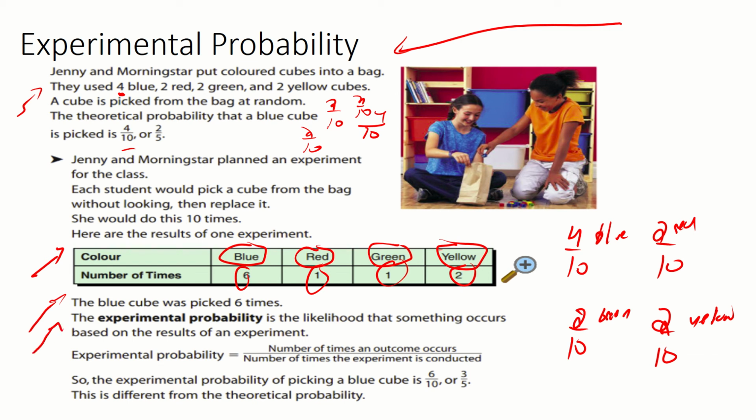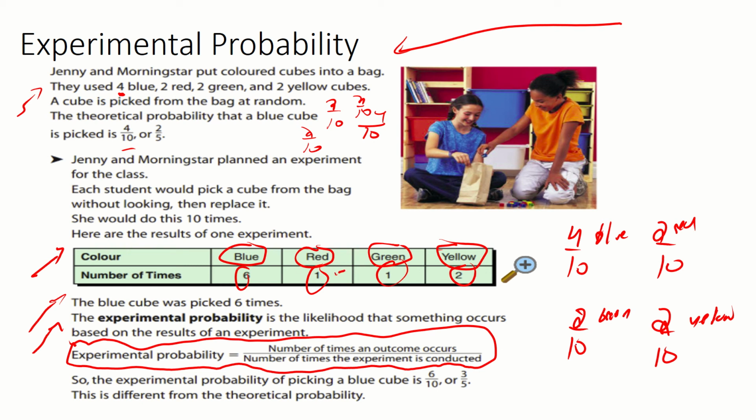So the experimental probability, as stated before, is the likelihood that something occurs based on the results of an experiment. Here's the big formula: experimental probability equals the number of times an outcome occurs, over the number of times the experiment is conducted. That's kind of like your theoretical probability. If I do my experiment 25 times instead, these numbers are all going to change, and my bottom number is going to change as well.